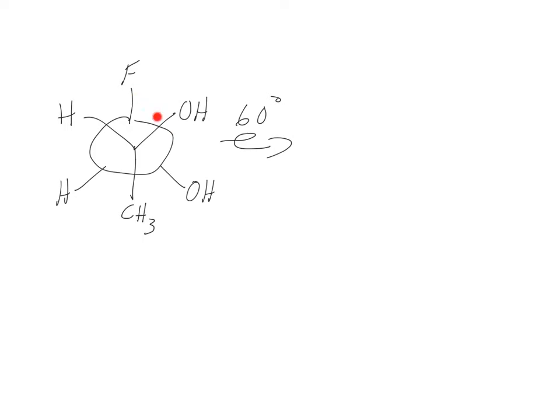60. Because from fluorine to the CH3 is 180. Very good. So from fluorine to this OH would be? 90? No. 120. From this fluorine to this OH would be 120. So we're going to rotate 60 degrees.